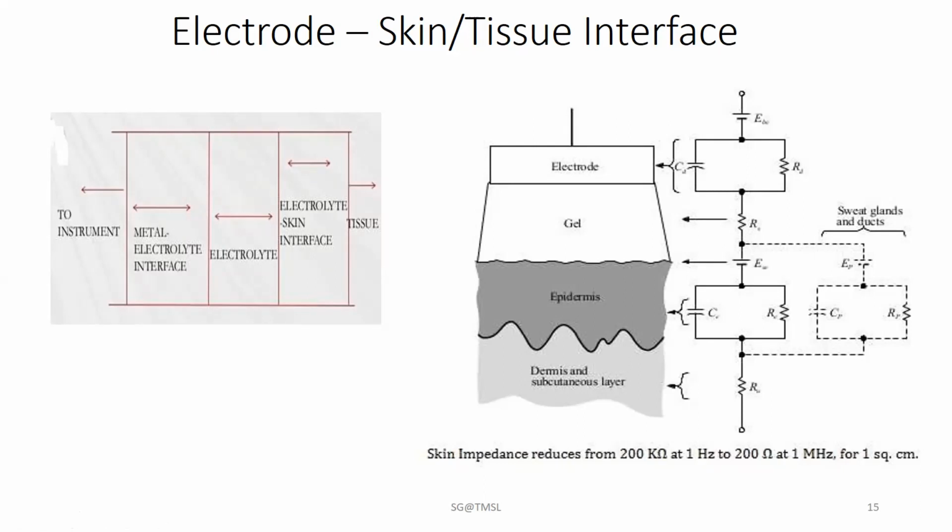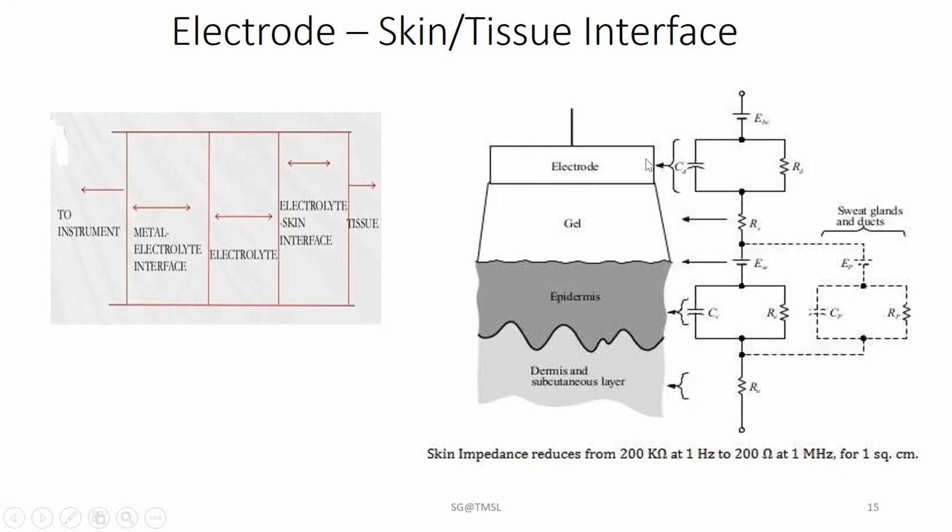So in this diagram, this is our skin, and on that an electrolytic gel must be used for proper interface, and here is an electrode. So actually, there are two interfaces. One is the electrode and electrolytic gel, and another interface is between the electrolytic gel and the skin or tissue. So the equivalent circuit is given here.